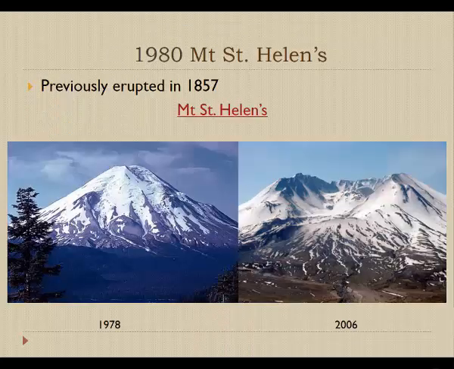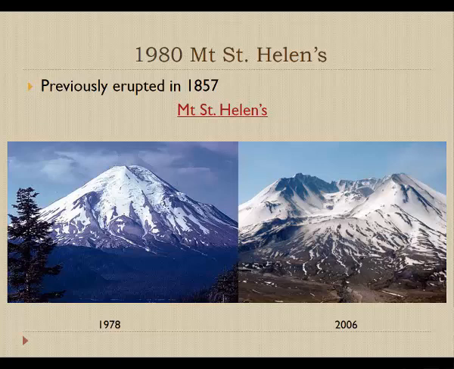Some examples of stratovolcanoes, in addition to Mount Fuji, that you might be familiar with include Mount St. Helens. So Mount St. Helens erupted in 1980 in southern Washington state. It had erupted previously in 1857, an eruption that was not as big as the 1980 eruption. But you can see what the mountain looked like in 1978 on the left before the eruption occurred. And then you can also see what it looked like later after the eruption occurred.